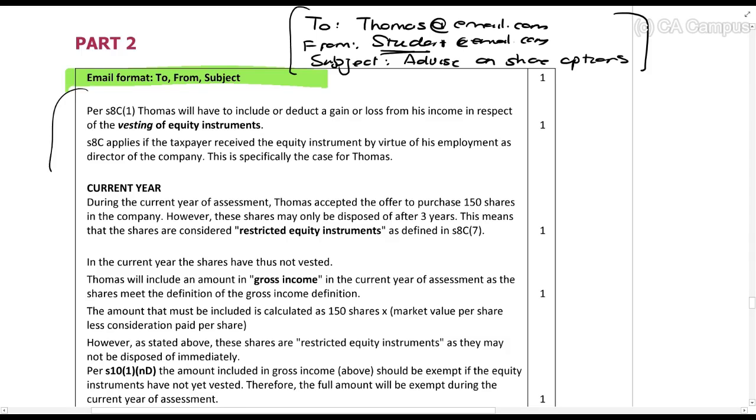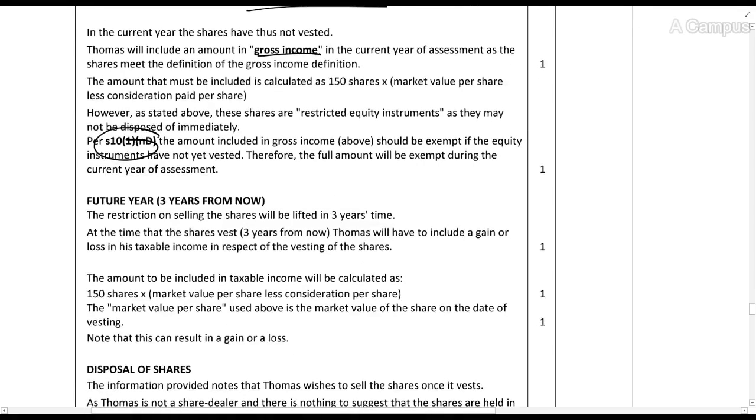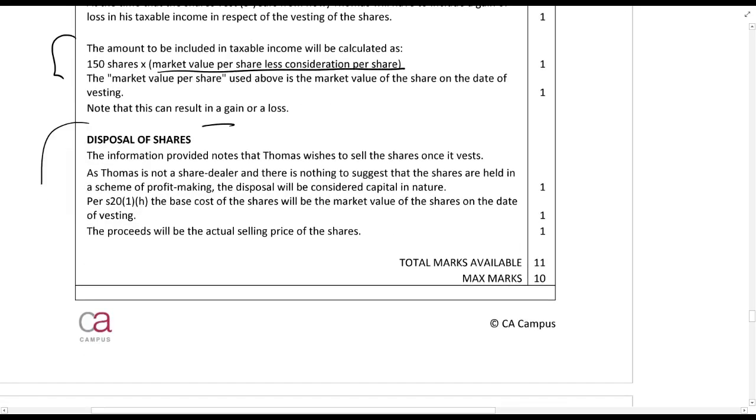So, basically, we just talk here. You'll have to include it in business section 8C. In the current year, you get 150 shares, but they're restricted because you can't dispose of them. You'll include the amount in your gross income. You'll claim an exemption for it because it has not yet vested. Then 3 years from now, when it vests, you will include an amount in your gross income, just calculated as follows. You can see it's exactly what I wrote down, right? And this will be a gain or a loss, and when it's disposed, it'll be a capital gain.